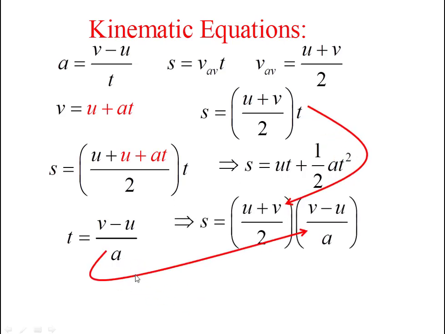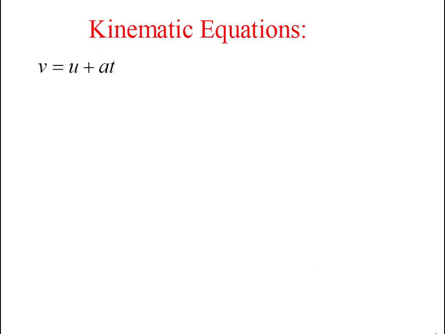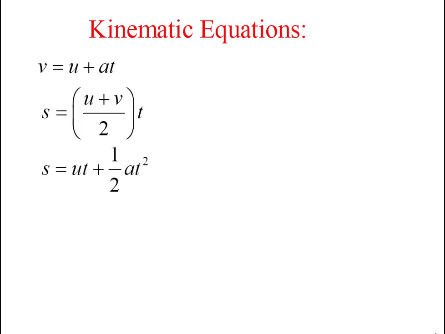So the displacement is (initial velocity plus final velocity) over 2 times (final velocity minus initial velocity) over a. So by multiplying these two terms in the parentheses, we find that (v squared minus u squared) divided by 2a is the displacement. Or by readjusting this formula, we can write v squared is u squared plus 2as. So we found v, the final velocity, is initial plus at. Displacement is (initial plus final) over 2 times t. Displacement is initial velocity times t plus a half at squared. Final velocity squared is initial squared plus 2as.